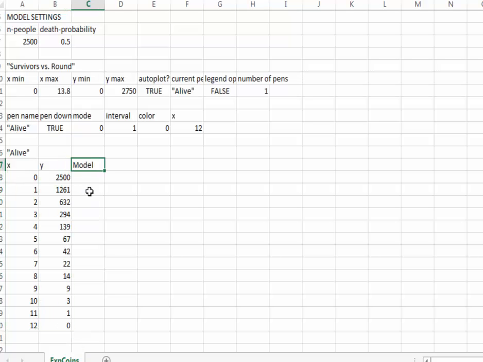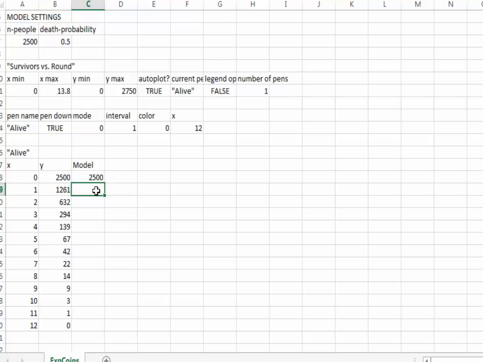I've created a third column here, which has been labeled model. And in the model column, what we're going to do is create a mathematical function which we believe captures the typical behavior of these simulations. Now, this model should certainly start out with the same number of people that we had in our simulation, but it's not going to proceed by some random fashion. It's going to proceed deterministically based on what we would expect to happen.